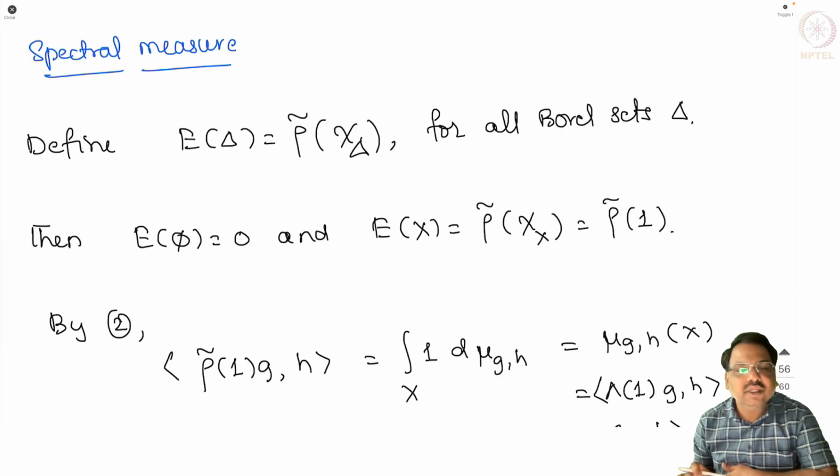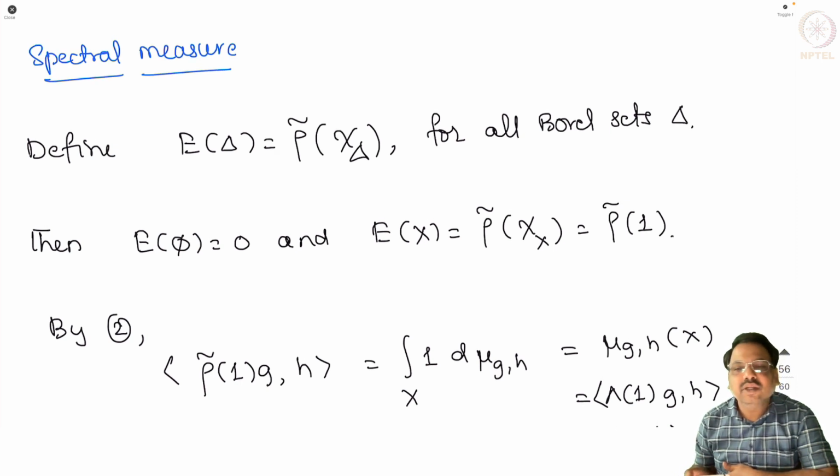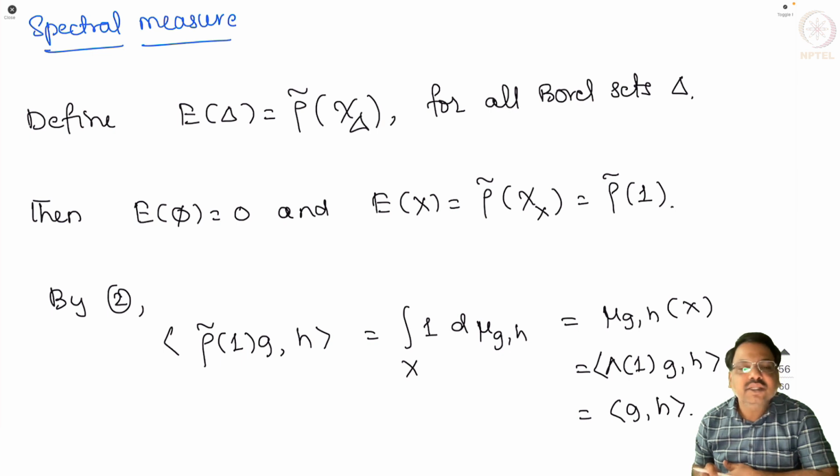Next we want to define the spectral measure using rho tilde. If delta is a Borel subset of X, we can define E of delta to be rho tilde of chi delta. Now if you take delta to be the empty set, then chi of delta is nothing but 0, hence rho tilde of 0 is 0, so we get E of the empty set is 0. E of X is rho tilde of chi of X, so that is the constant function, rho tilde of 1.